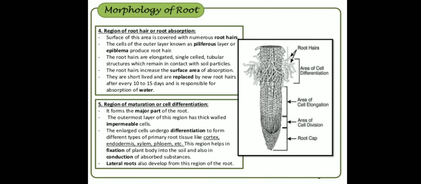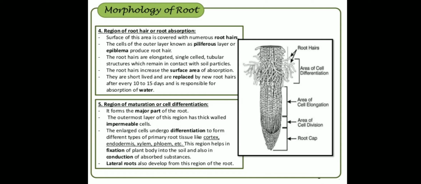And the next portion that you can see is region of root hair or root absorption. You can see thread-like structures there in the diagram. Those are the root hairs. And surface of this root absorption area is covered with numerous root hairs. The cells of the outer layer known as piliferous layer or epiblema, that is the outer layer, that is known as epiblema. Okay, you have heard the term epidermis, isn't it? So the epidermis present on the root is known as epiblema. Okay, don't get confused, just remember the term.